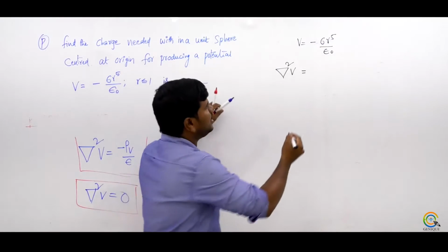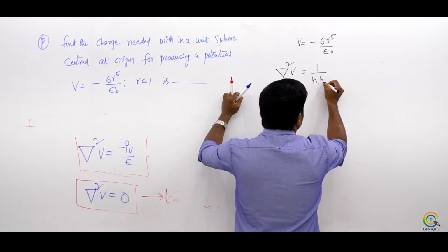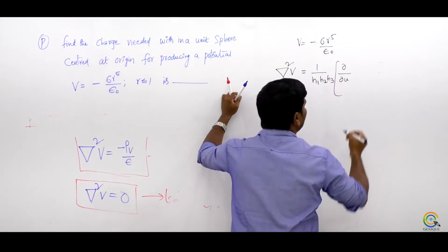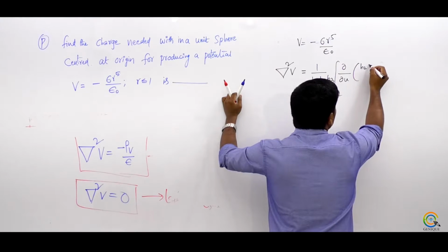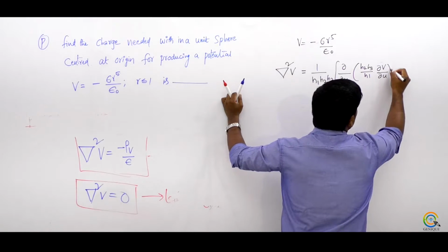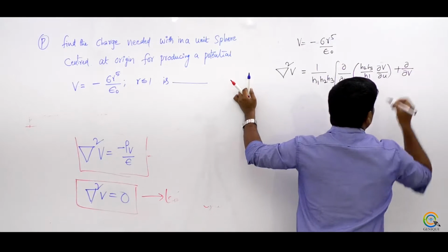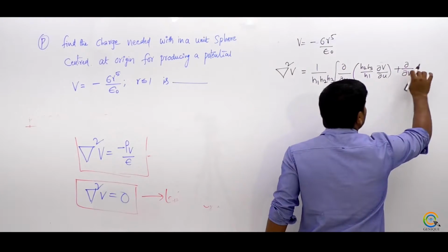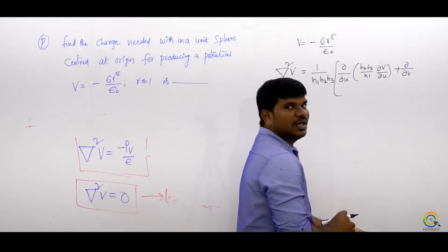To find del square v, there is one shortcut here: 1 divided by h1 h2 h3, dou by dou u of h2 h3 divided by h1, dou v by dou u, plus dou by dou v of, dou v meaning the v which is present in the tabular form.